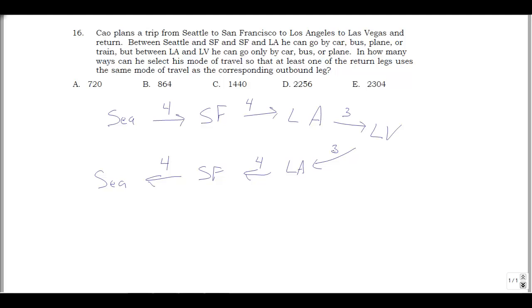We want to know how many ways can he select his mode of travel so that at least one of the return legs uses the same mode of travel as the corresponding outbound leg. No idea why you'd be particularly concerned about that, but that's what the question asks. So now we could start to think about, are these two legs the same? Seattle and San Francisco, LA the same. Start adding those up. That gets a little bit messy.